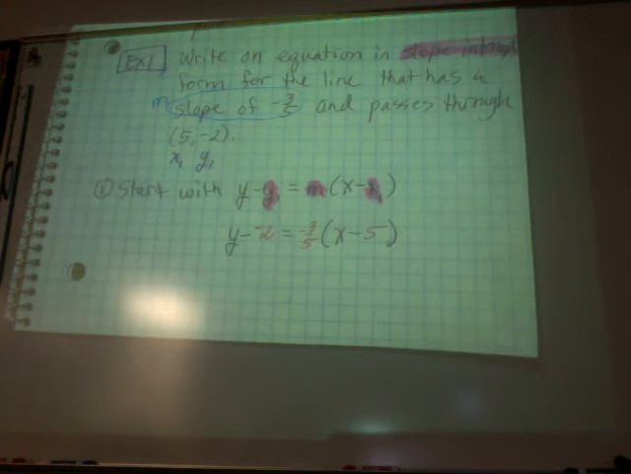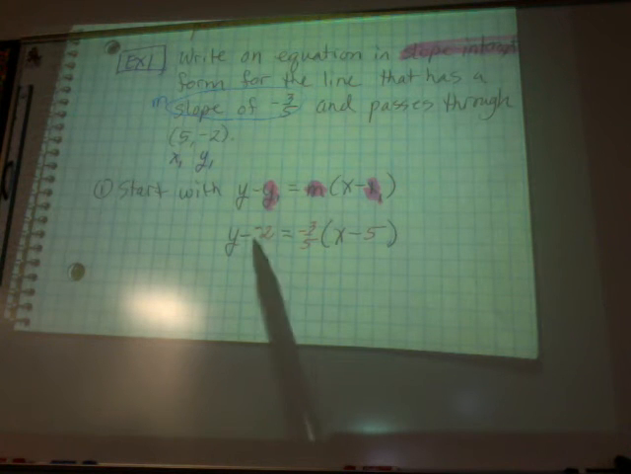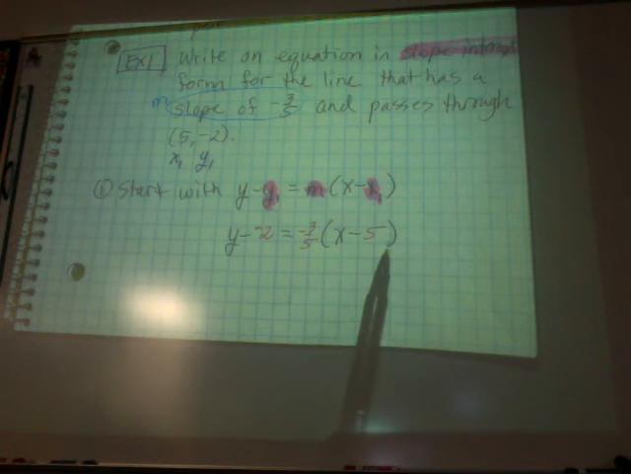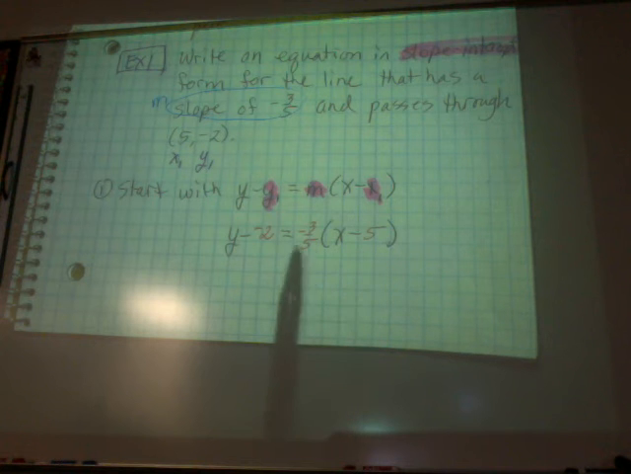If you were asked to leave this equation in point slope form, here's as far as you would have to go. You'd have to take care of any double negatives, and that would be it, or zeros. So if I had a 0 here, what's y minus 0? Y. Or if I had a 0 here, what's x minus 0? Just x. So you'd have negative 3/5 times x.